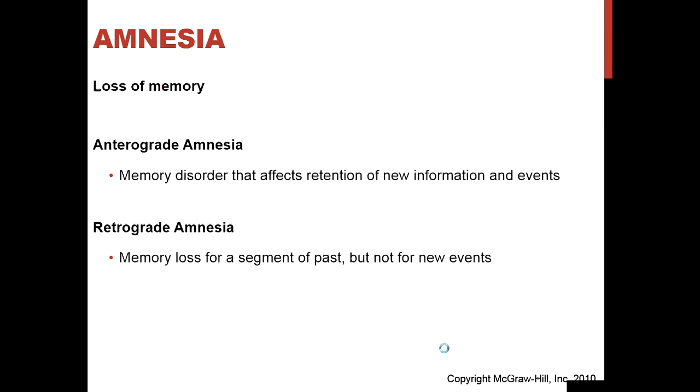Retrograde amnesia is memory loss for a segment of the past. So in other words, you just remember bits and pieces of the past, but your new events that happen are perfectly fine. Okay, someone who is probably suffering from Alzheimer's is more likely to fall under the anterograde amnesia. They have great memory for the past events, but then they have some difficulty in learning new things or remembering new things.